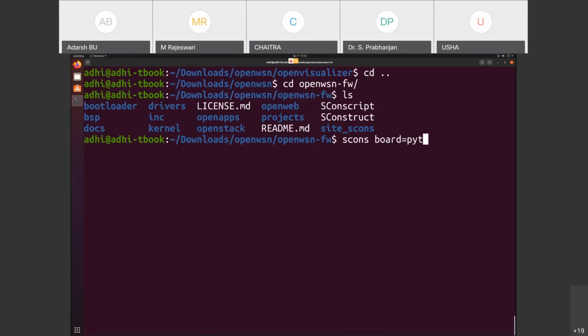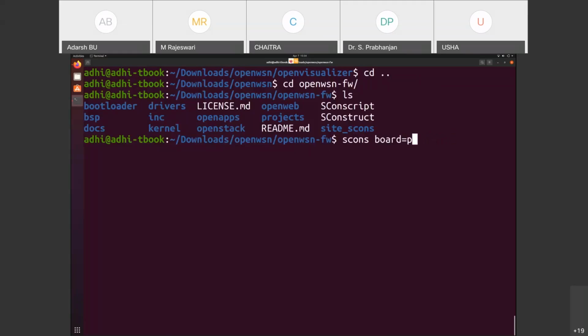If we are making use of any specific hardware device, like a TelosB, we give it as telosb, or if it is a Sky mote, or an OpenMote, it depends upon the name we are giving it.